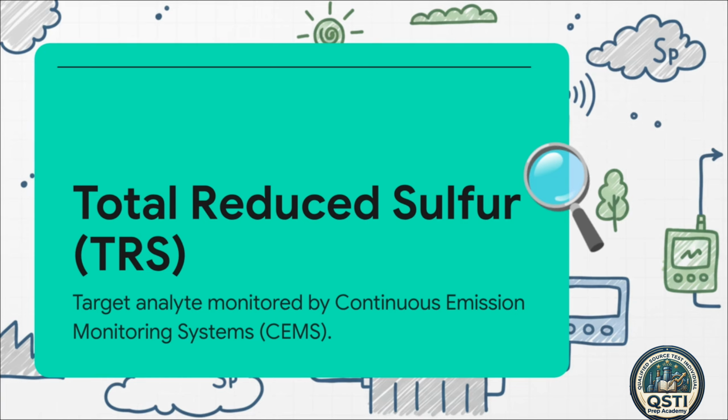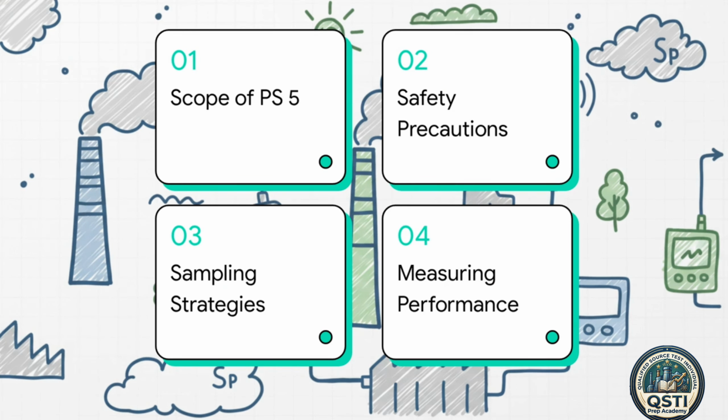Performance Specification 5 is the exact test used to evaluate whether or not these monitors are actually doing their job correctly, either when they're first installed or whenever the regulations demand a checkup. Now, to navigate all this dense text efficiently, we've structured this explainer into 4 critical levels: the scope of Specification 5, critical safety precautions, sampling strategies and methods, and finally, measuring performance.